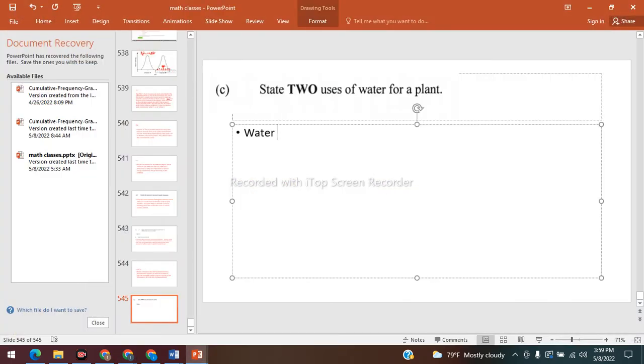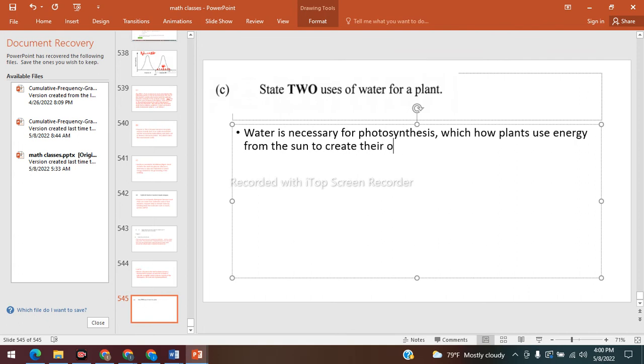So water is necessary for photosynthesis, which is how plants use energy from the sun to create their own food, and also food for us.